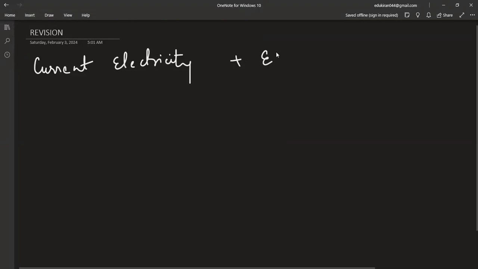and EM waves. These two chapters I'll be completing today, and tomorrow AC and EMI. So your first book will be completely over, and from the second book only few things are left, like wave optics has also been covered. Book is almost done, that we'll see.